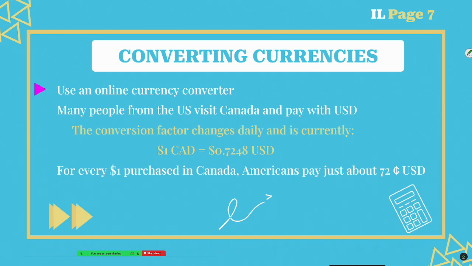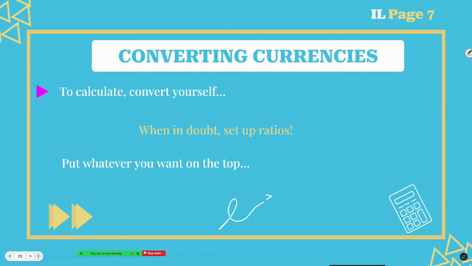The conversion factor changes daily, and as of Thursday, 1 Canadian dollar was equal to 0.7248 American dollars. That means for every $1 purchased in Canada, Americans are paying just about 72 cents American. When you want to calculate yourself, not using an online app, you want to think of those ratios. So when in doubt, set up ratios. You put whatever you want to know on the top. When you're putting what you want to know on the top, you have the ability to find what it is that you need to know.